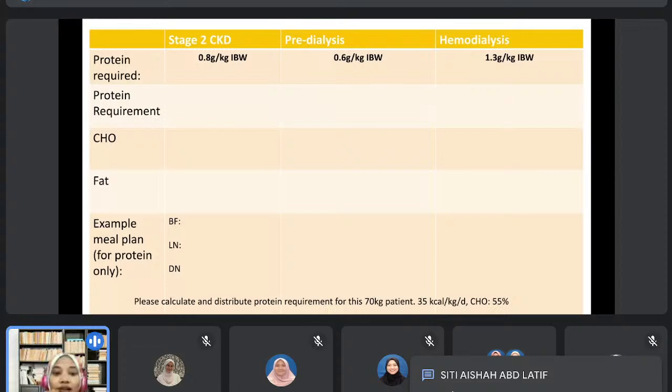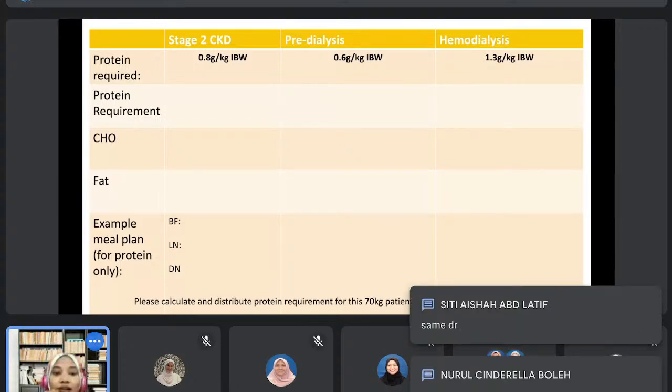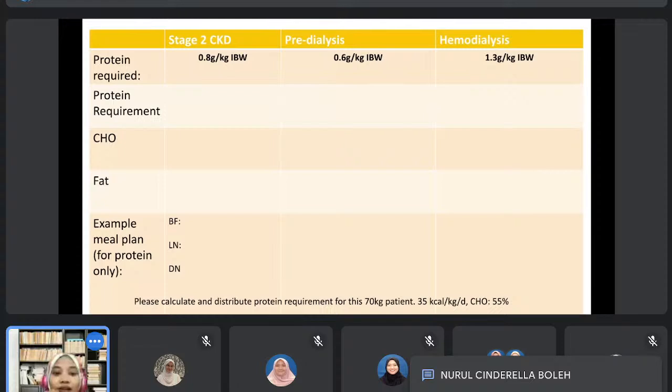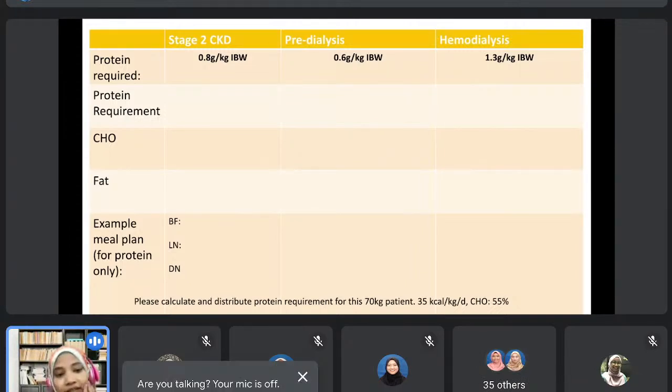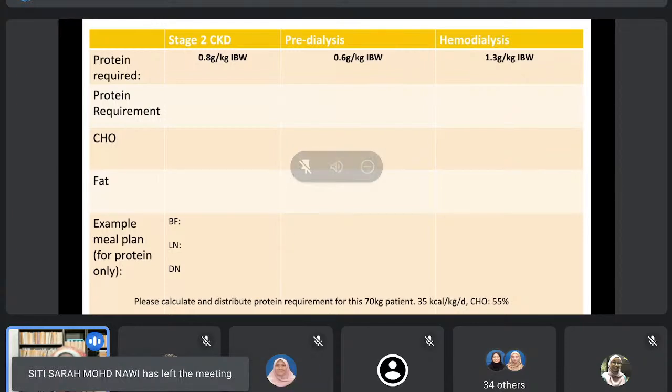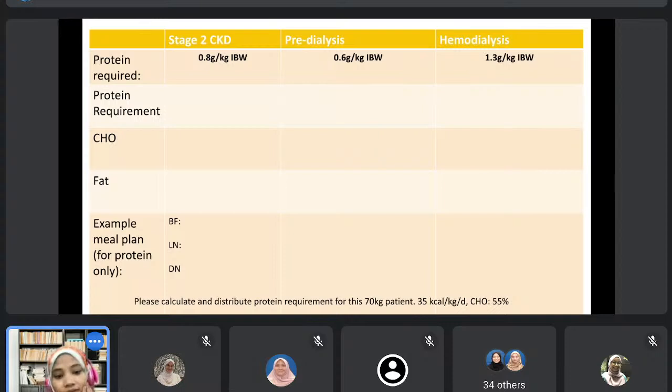Okay, pre-dialysis, Fatin Aisyah. Fatin Aisyah, pre-dialysis. 42 gram. 42 grams. Hemodialysis, Nur Syafiqah, Muhammad Fauzi. 91 gram. 91 gram. Okay.